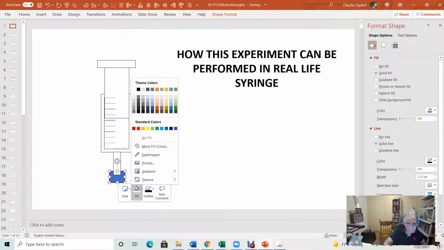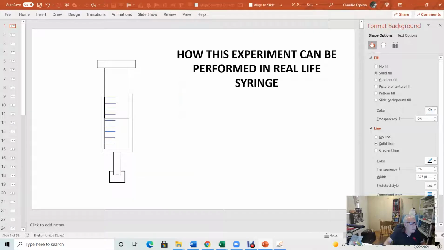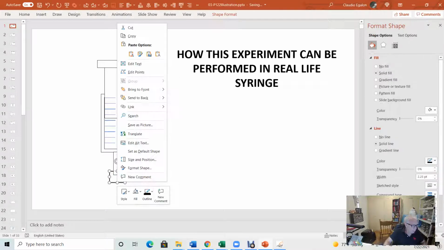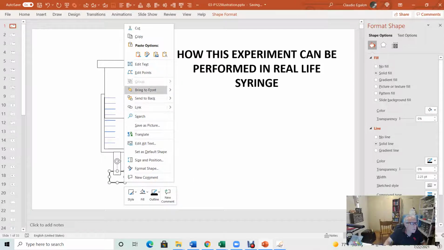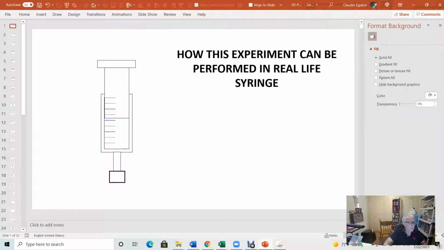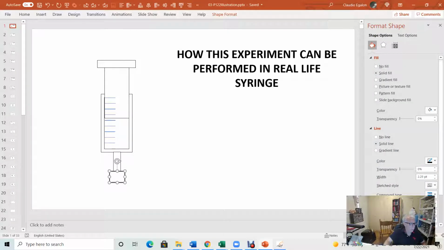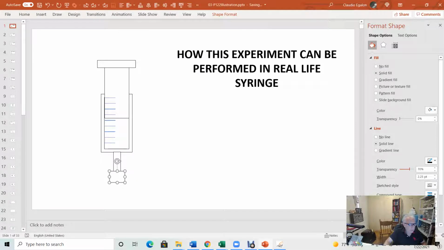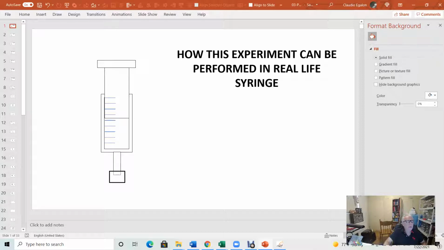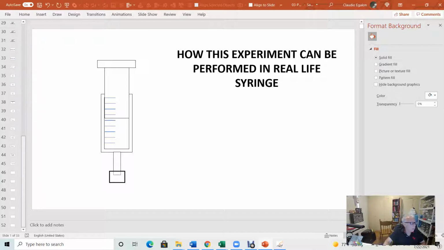The situation is similar, by the way, okay? Here you go. Capped. Bring to the front. Bring to front. And I'm going to do even better. I'm going to increase the transparency of this guy. Oh, that's not what I want. That's not the transparency I want. Here you go. Okay? I'm going to put that at the bottom.